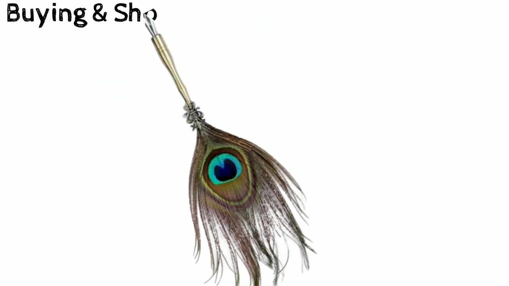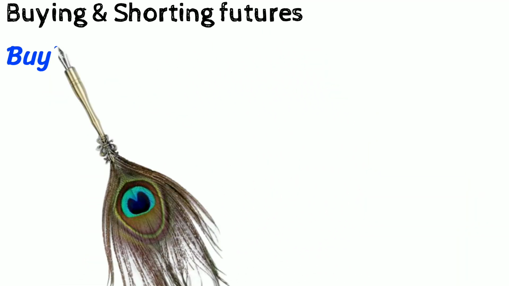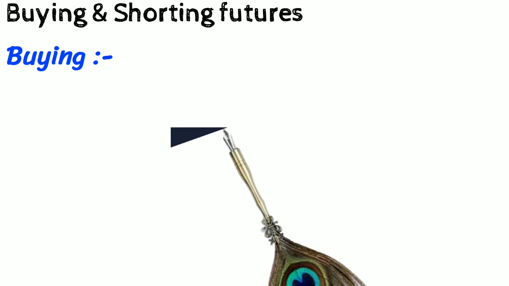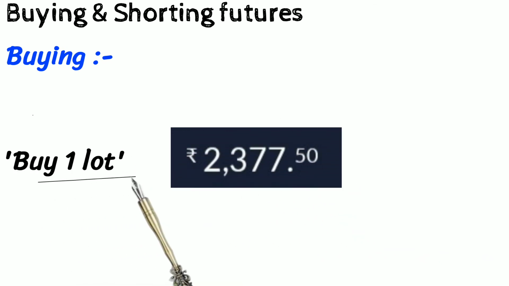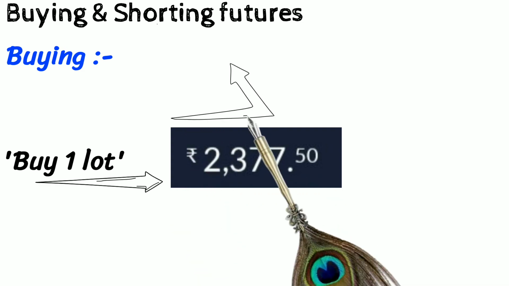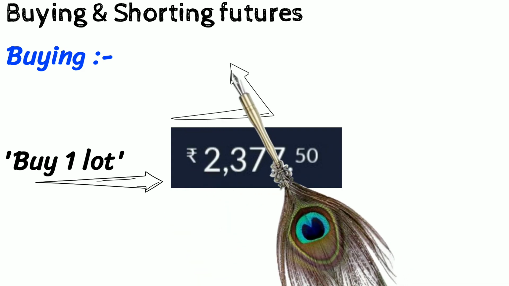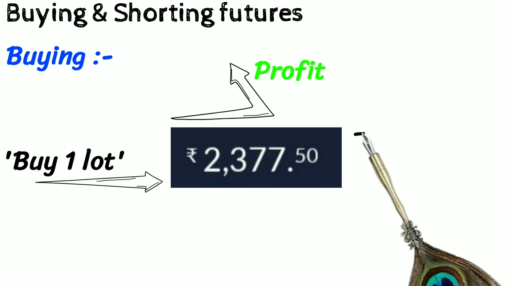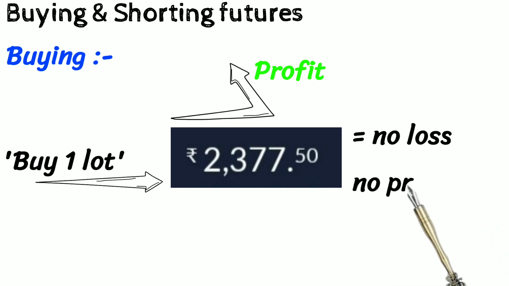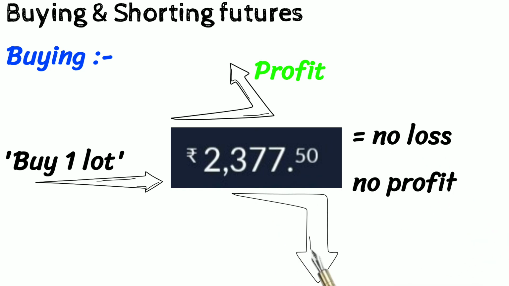Now let's learn the meaning of buying and shorting futures. For buying, take Reliance September futures at 2377, and if you buy one lot at 2377, this means at the end of September expiry, if the price of that contract is more than 2377, we are in profit, and if the price is the same at 2377, we are at no profit no loss, and if the price closes below 2377, we are in loss.